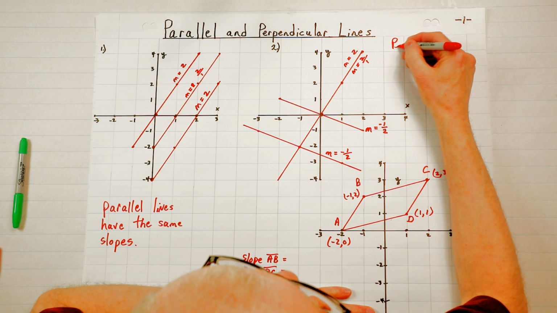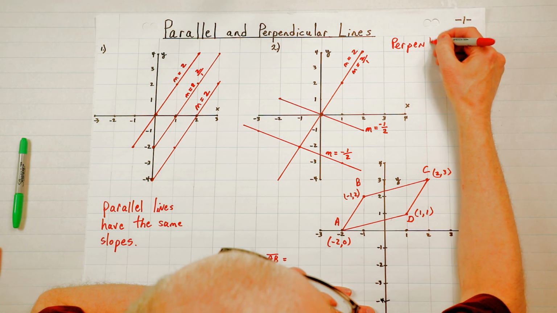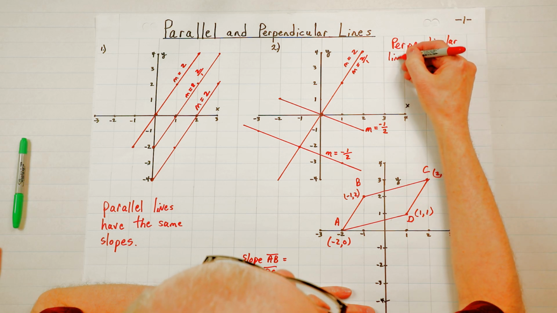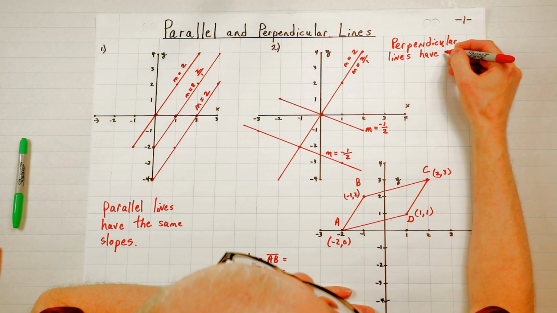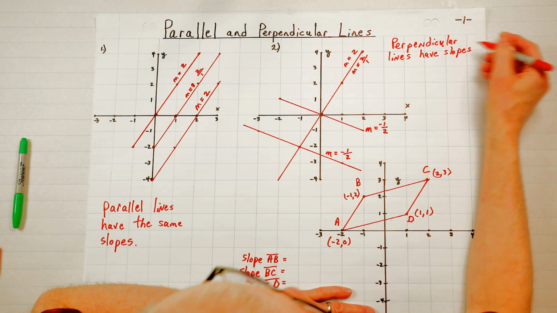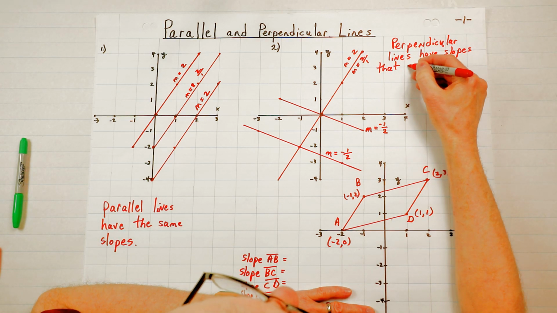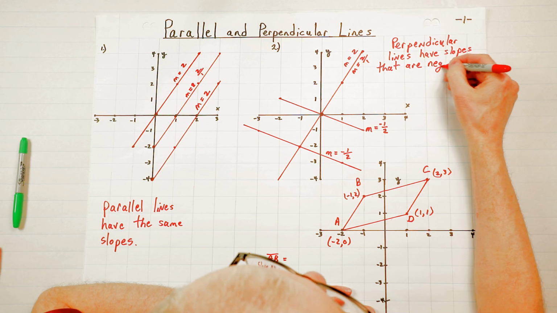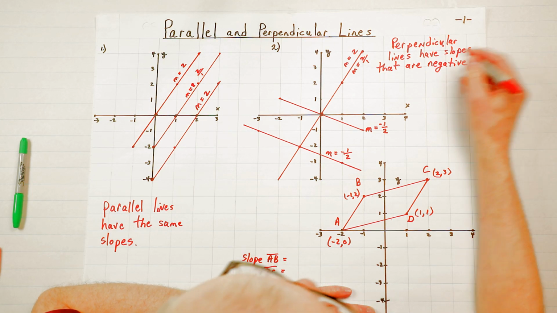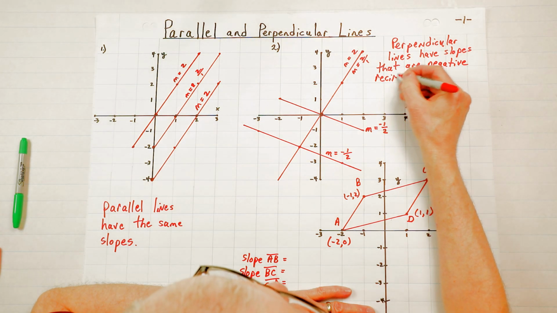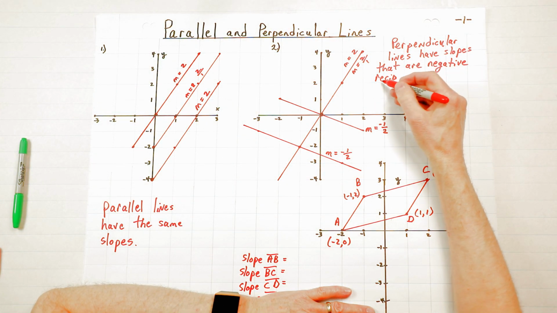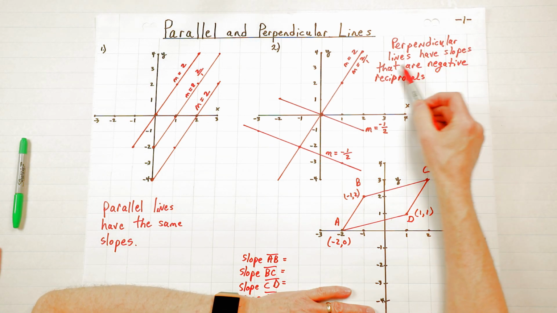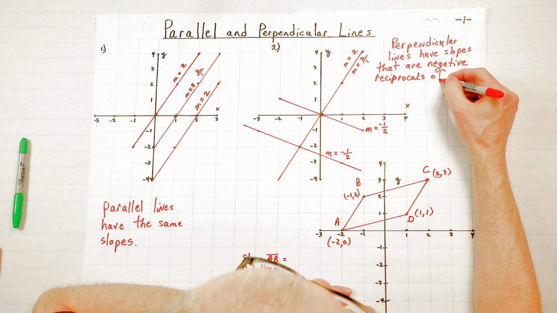Okay. Perpendicular lines have slopes that are, hope you can make out my writing, negative reciprocals. I have to spell this right. Reciprocals. Perpendicular lines have slopes that are negative reciprocals of each other.